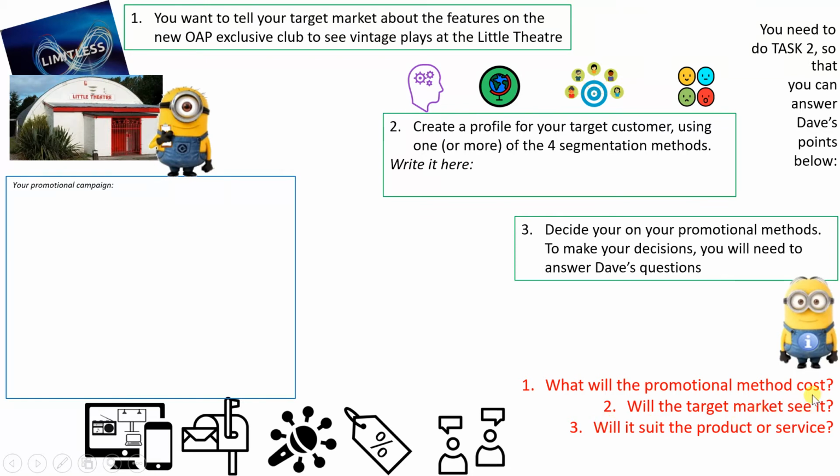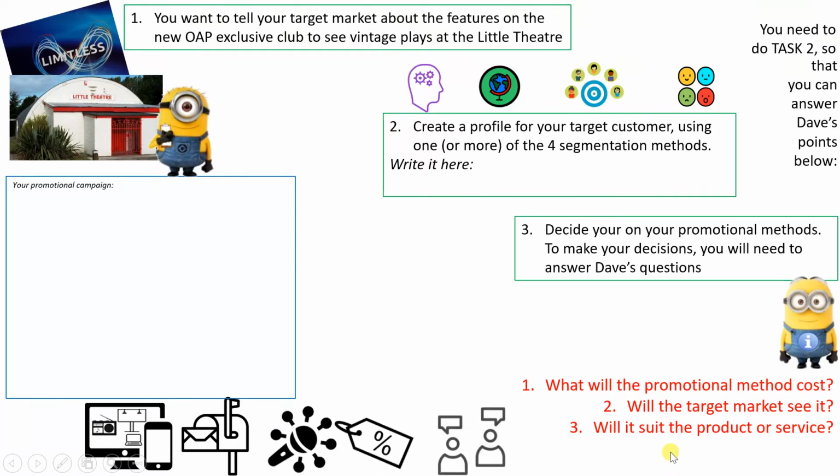So that's what a business has to think about. Then second, will the target market actually see it? Do they go and use that particular type of media or take notice of it? And the last thing you've got to think about, as you are the company, is it suitable? Does your product suit the type of promotional activity that you're using?